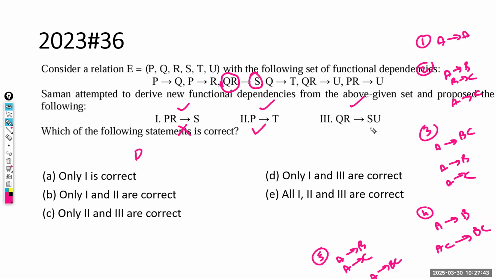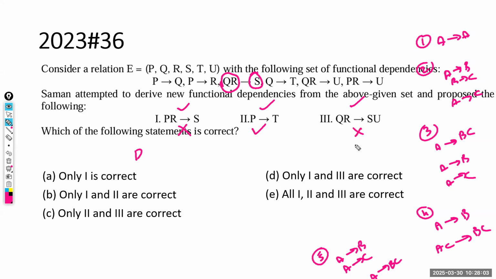What about QR determines SU? QR determines U. Right? But it doesn't mean that QR determines SU. Right? So QRS determines SU, but not QR determines U, right? Therefore, I don't go for this one.